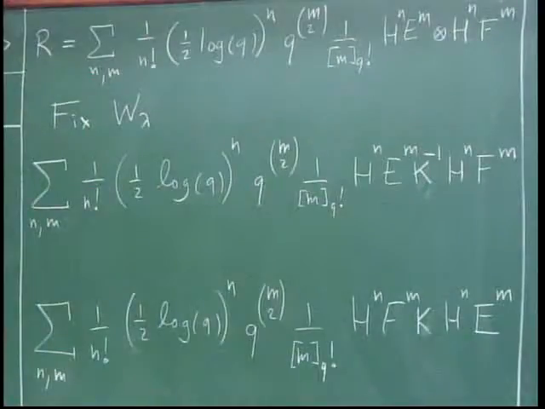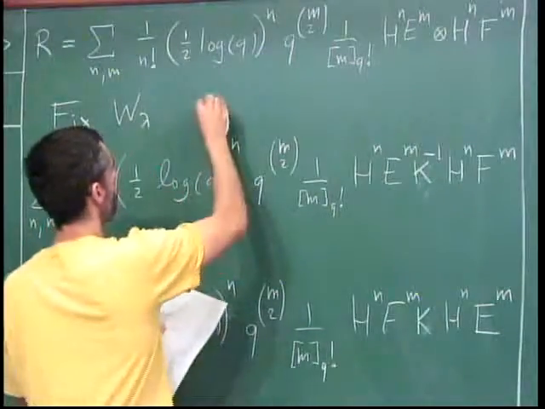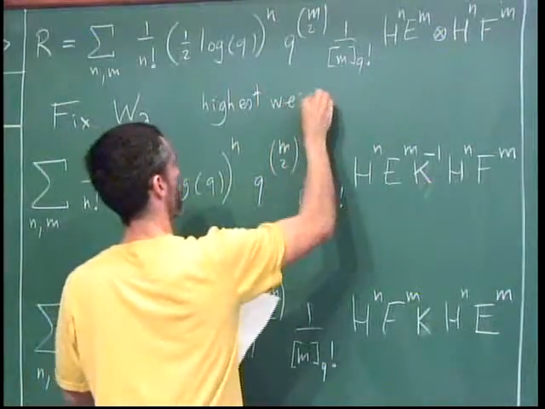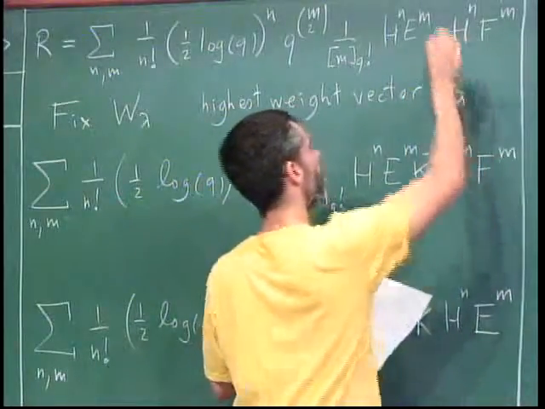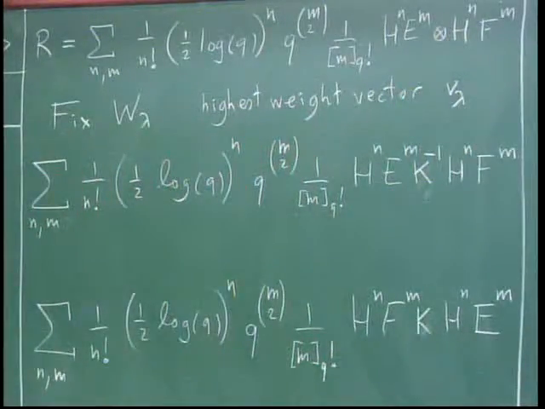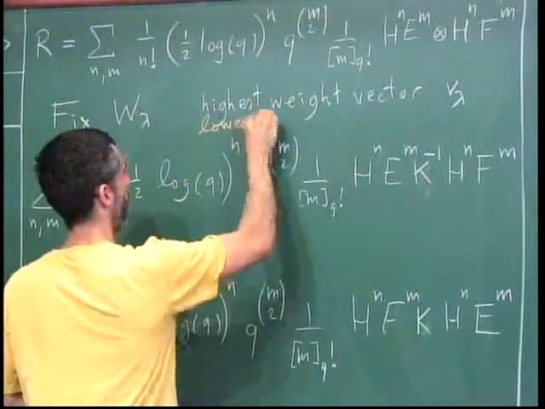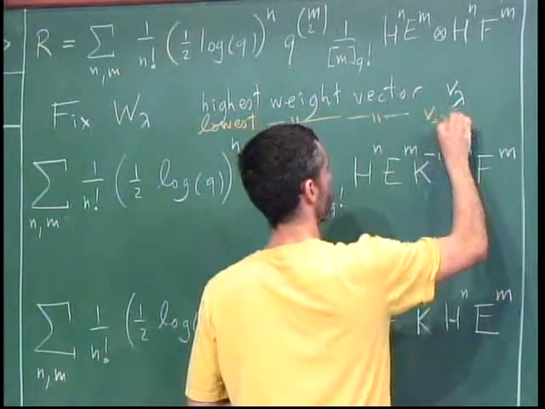Weyl module with highest weight lambda. And again, I'm in the SL2 case. And so let's call the highest weight vector V lambda. I've already used that notation before. And let's also introduce a notation for the lowest weight vector. And let's call it V sub minus lambda.